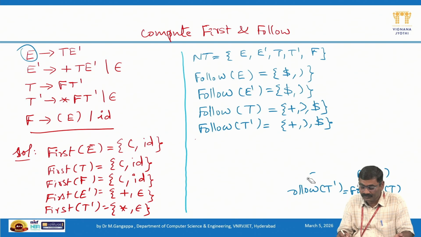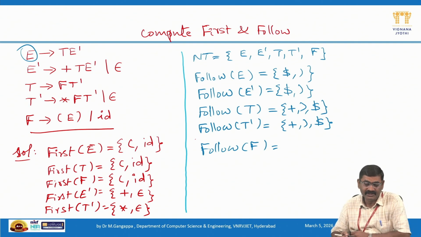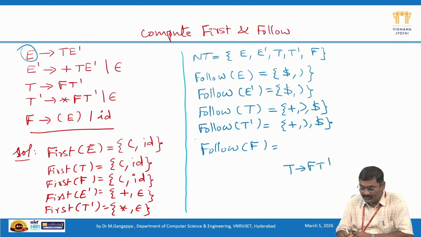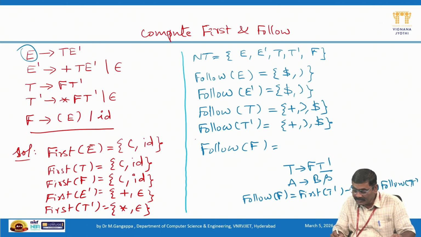Now let us go to compute follow of F. The last one is follow of F. To compute follow of F, we should take the production where F is in its RHS. So the first production has no F in its RHS. The second production has no F in its RHS. Similarly, in the third production, there is an F in its RHS. So we can take the third production, T gives F T dash. This is the useful production to compute the follow of F. So we can compare this production with the rules. This is capital A, this is capital B, and this is beta. Here T dash is deriving epsilon, therefore we can apply the rule that follow of F can include first of T dash minus epsilon union follow of T.